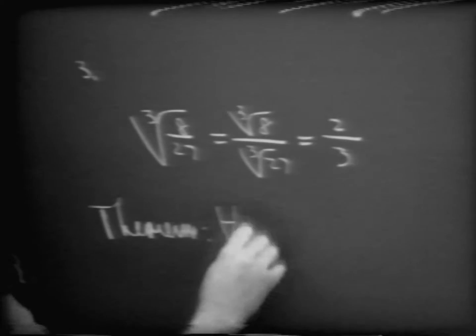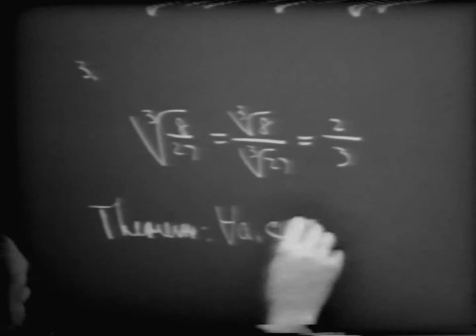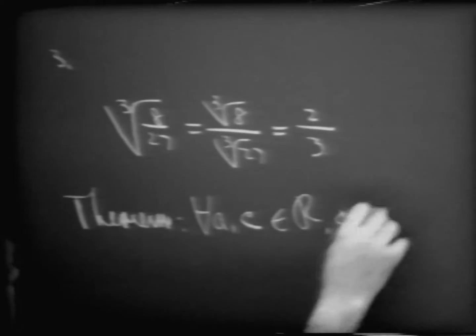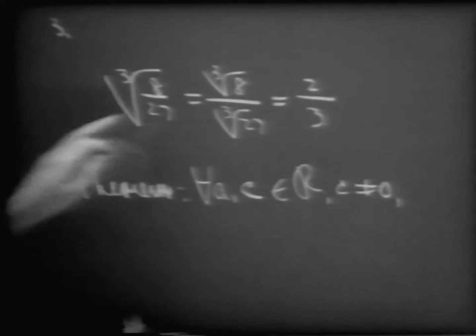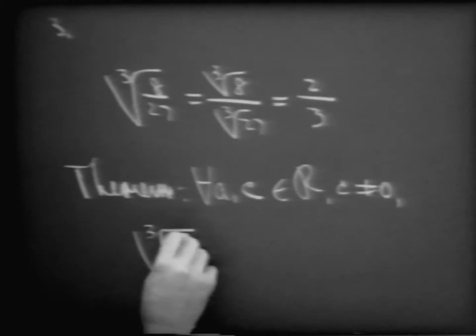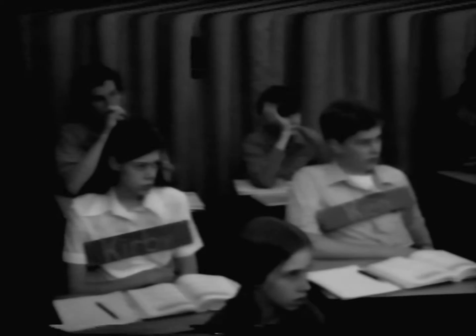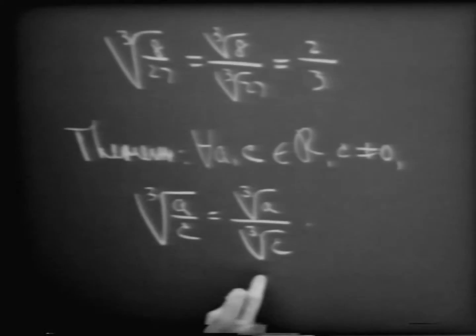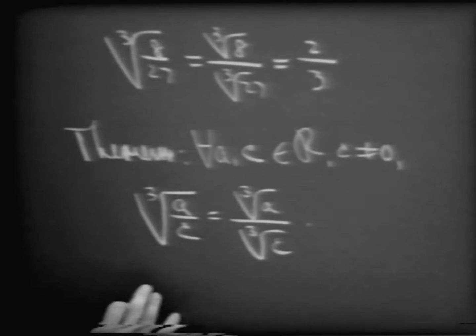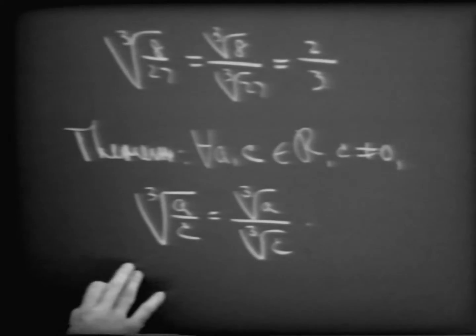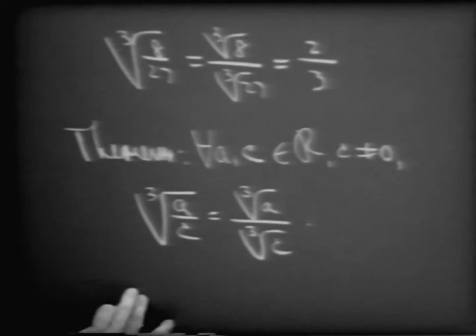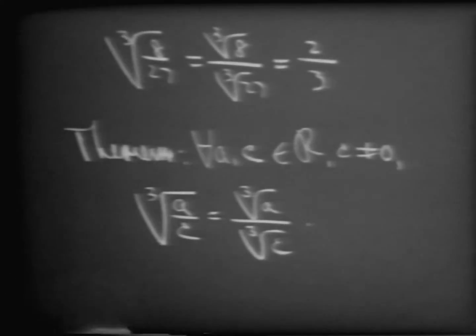For every A, and every number C belonging to the set of real numbers, where C cannot be equal to 0, the cube root of A divided by C is going to be equal to the cube root of A divided by the cube root of C. All right? And I think we may use this idea as we look at a number of examples. In fact, let's do that right now and see if we can't look at a few numerical cases.